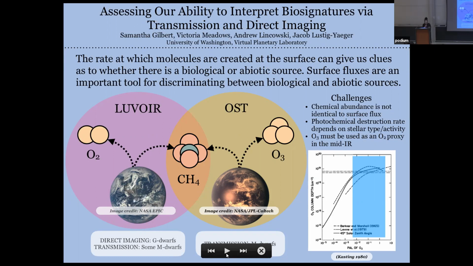However, there are some challenges, of course. These instruments can't directly detect surface flux. Instead, we have to infer it indirectly from chemical abundance. Also, in the mid-IR, ozone has to be used as a proxy for oxygen. However, as you can see in this plot from Jim Kasting, there are potentially 3 different orders of magnitude of oxygen that can give you the same ozone column depth. And of course, there are other challenges as well.